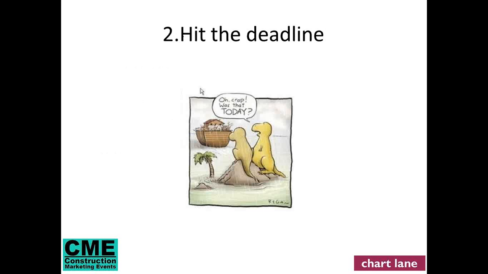Tip number 2, hit the deadline. Award schemes will have entry deadlines. The entry deadline for the Construction Marketing Awards is September the 26th. Why is it September the 26th? It's because the judging meeting is a week later.